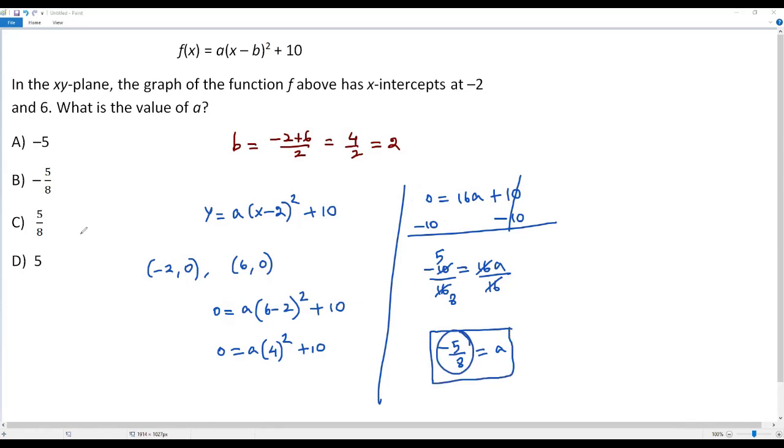We find this value in answer choice B. The correct answer choice for this question is B.